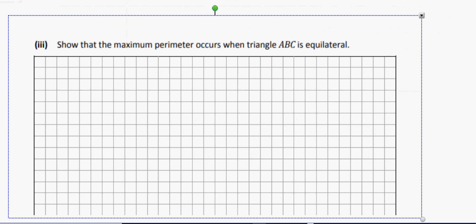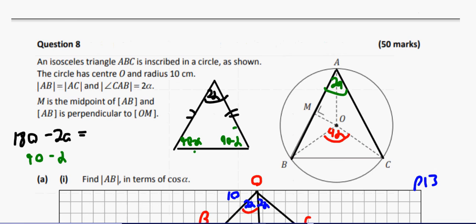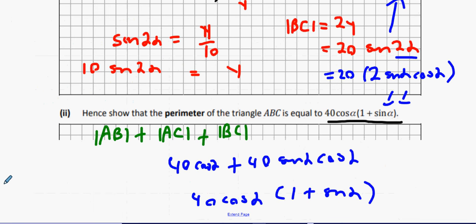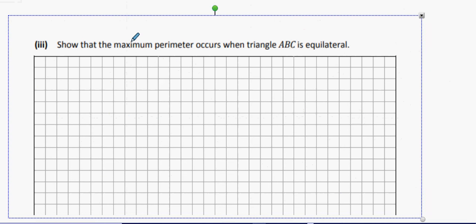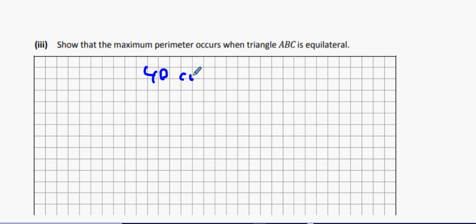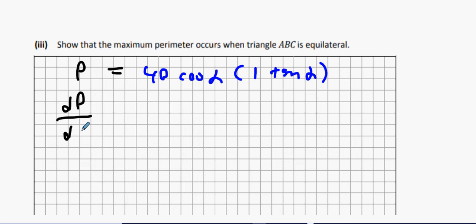So this is a differentiation question, okay? So maximum perimeter, so it's 40 cos alpha into 1 plus sine alpha. So when you see the word maximum, you're going to use perimeter, alright? So perimeter in terms of alpha, the first derivative is dP d alpha, alright?